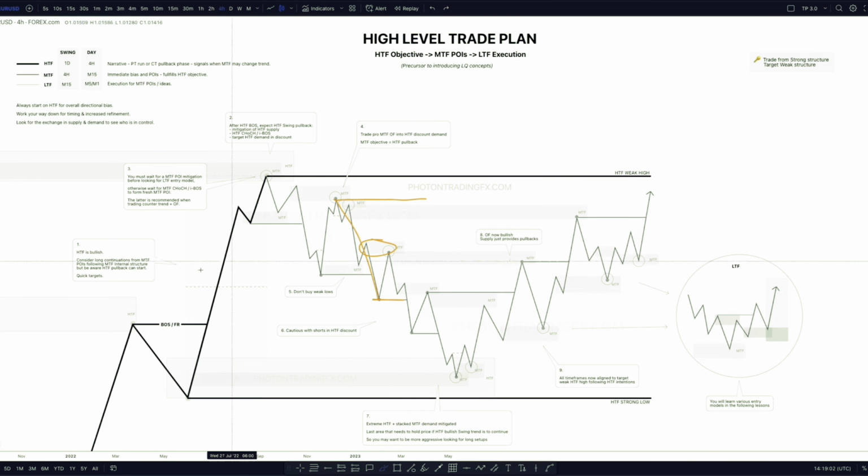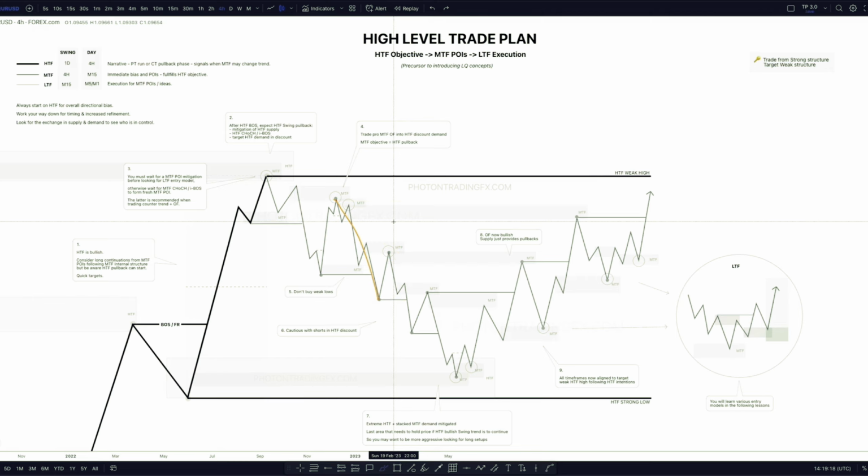But you know that the higher time frame, the 4 hour, is bullish, and you know that the only reason why the M15 is bearish is to facilitate the 4 hour pullback. So you know you're going to be quick with your targets. You're not going to hold on for your shorts all the way down here. You're just looking for quick moves down to the weak low or down into discount demand, okay?